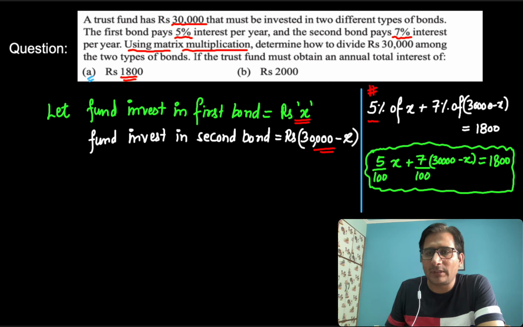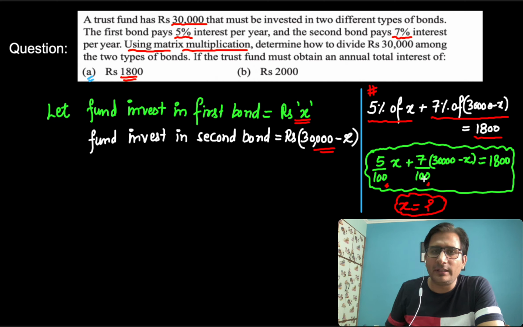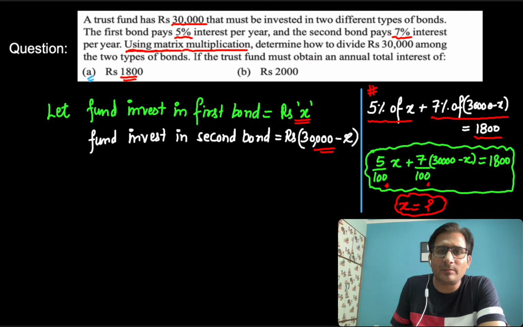We have 5% interest on x and 7% interest on 30,000 minus x, and that interest is equal to 1800. If I remove the percent sign, the 100 comes here. Now if we solve this, we will get the value of x. So this is the simple approach, but we need to solve it using the matrix multiplication method. So let me tell you how to solve it by the matrix multiplication method.